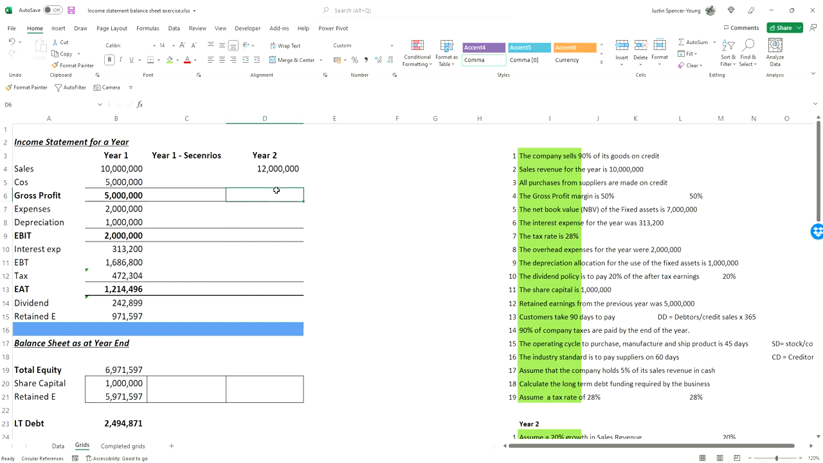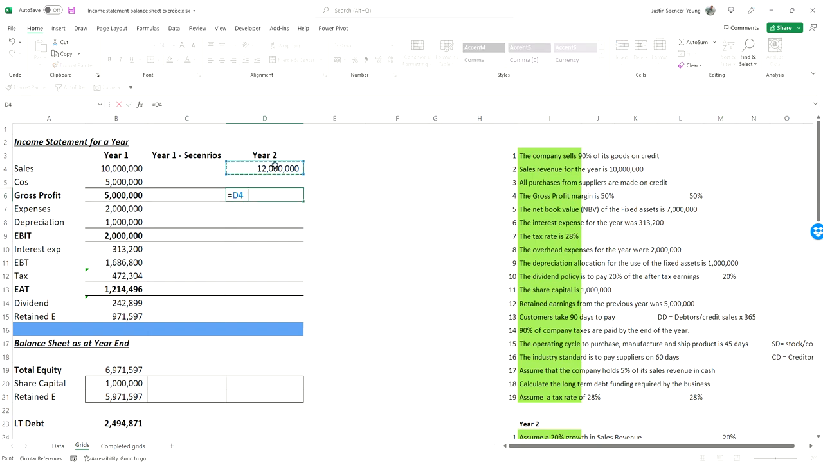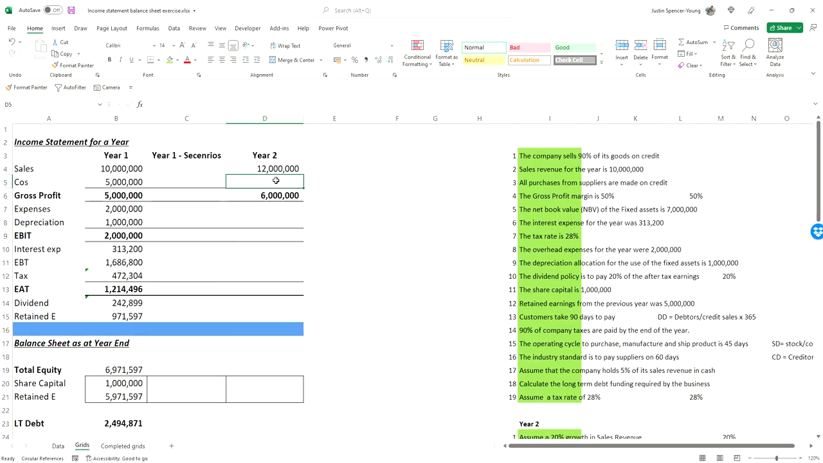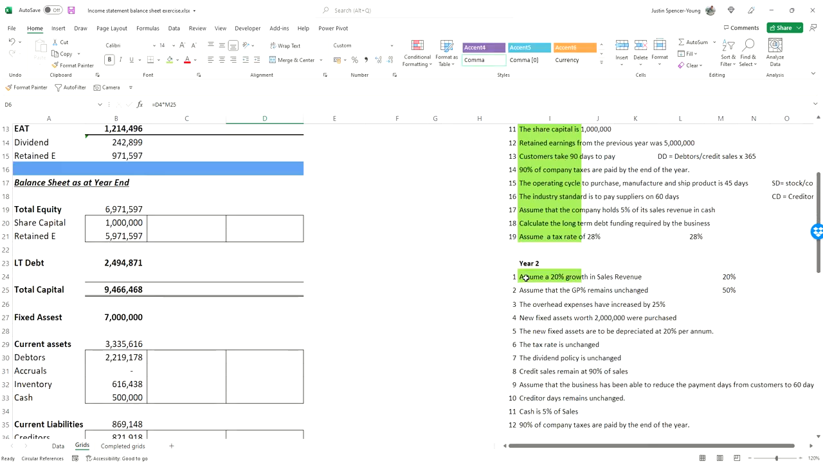And we'll do this calculation here. It's the sales multiplied by our gross profit percentage. Therefore, 12 million minus 6 million will get us our cost of sales. Okay, process that one.